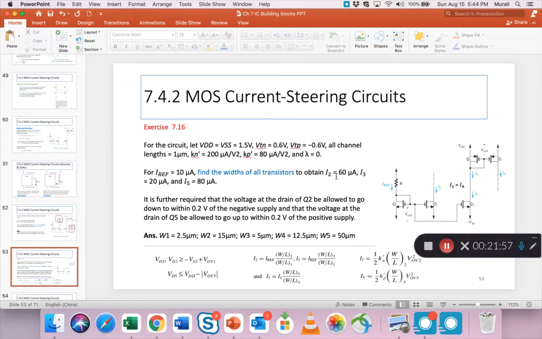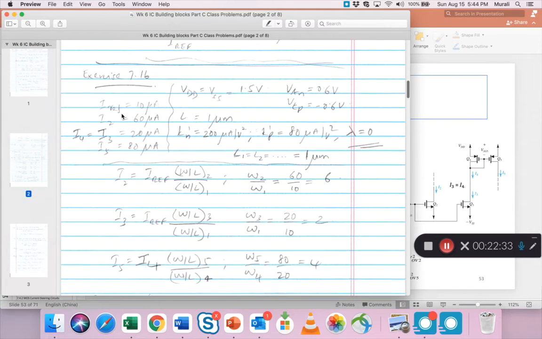the W by Ls, you use this formula because I2 is given, I5 is given, so the left side is given, many other things are given, and then W by Ls we can quickly find. Once we have that, we can plug those in to get other W by Ls and the Ws more importantly. Okay. Lengths are constant at 1, that makes it easy because in all these formulas L just becomes 1. Alright, so I will look at 7.16 next.